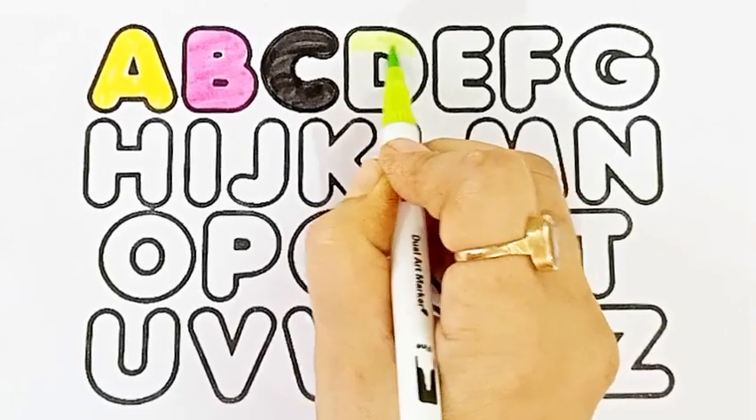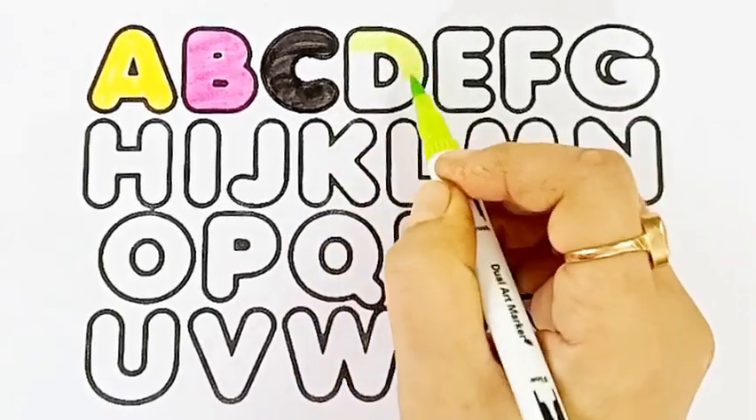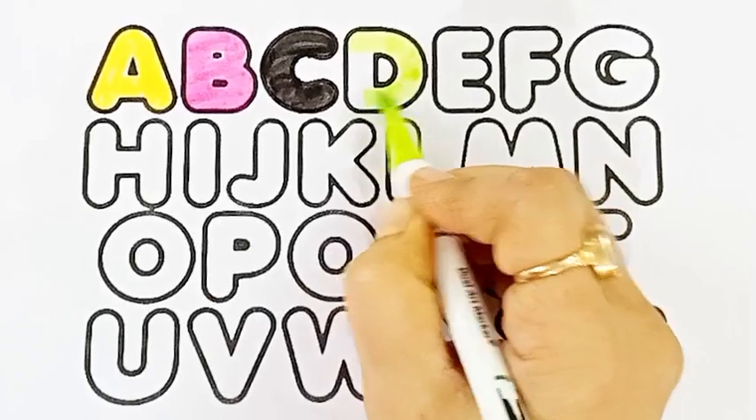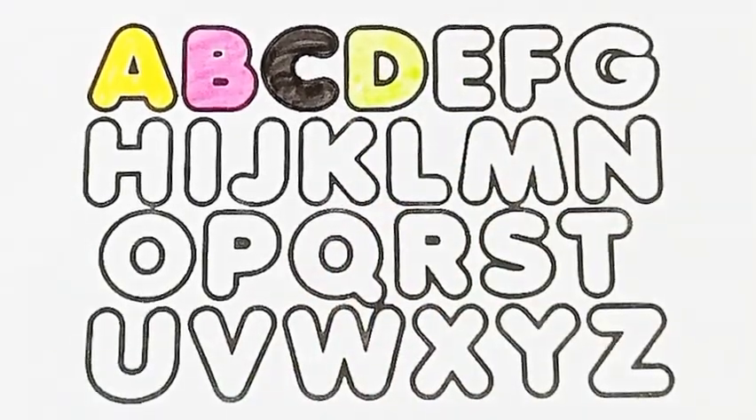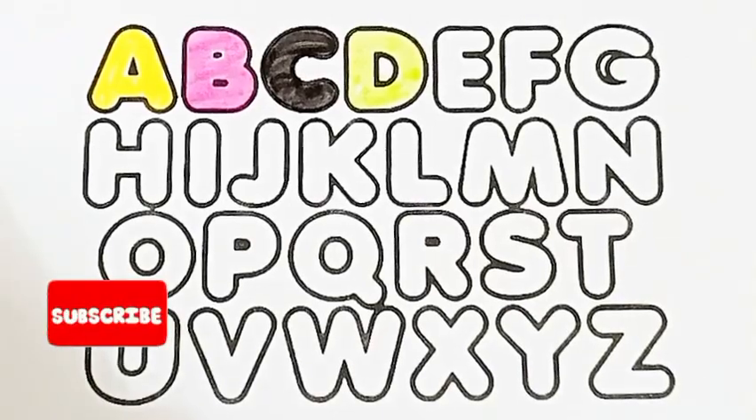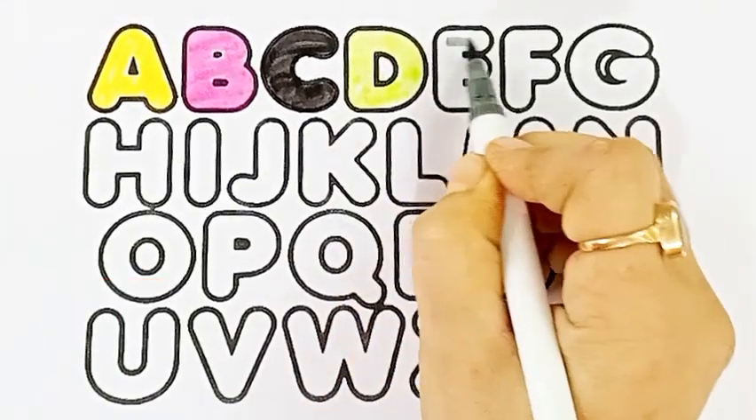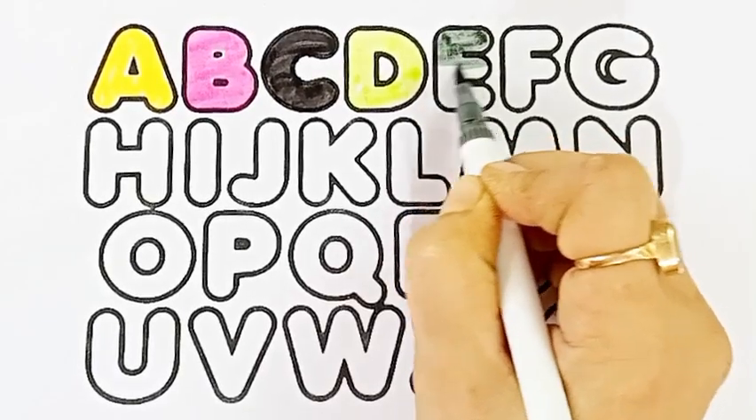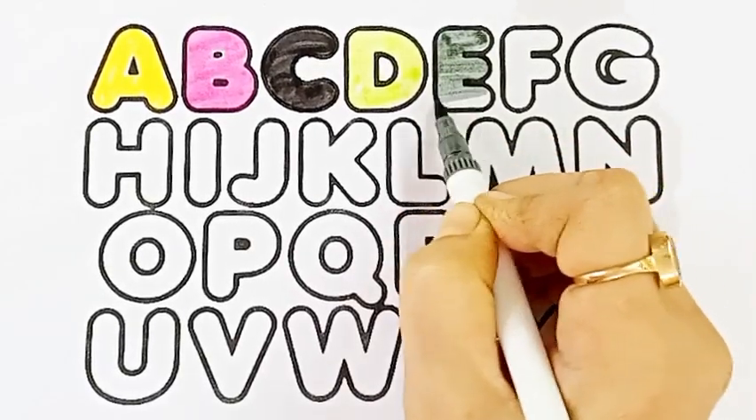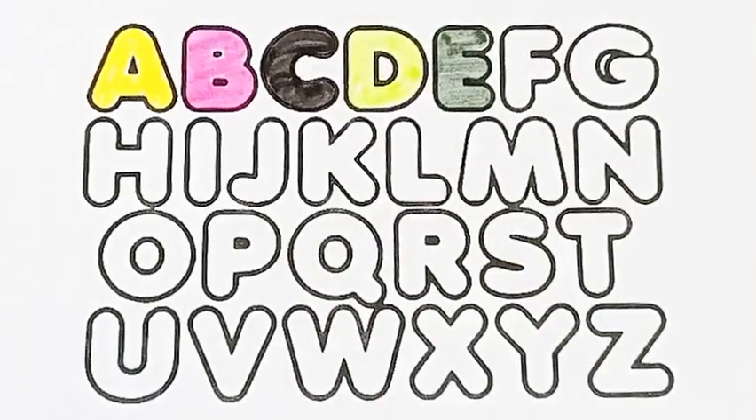Light green color. D for duck. Gray color. E for egg.